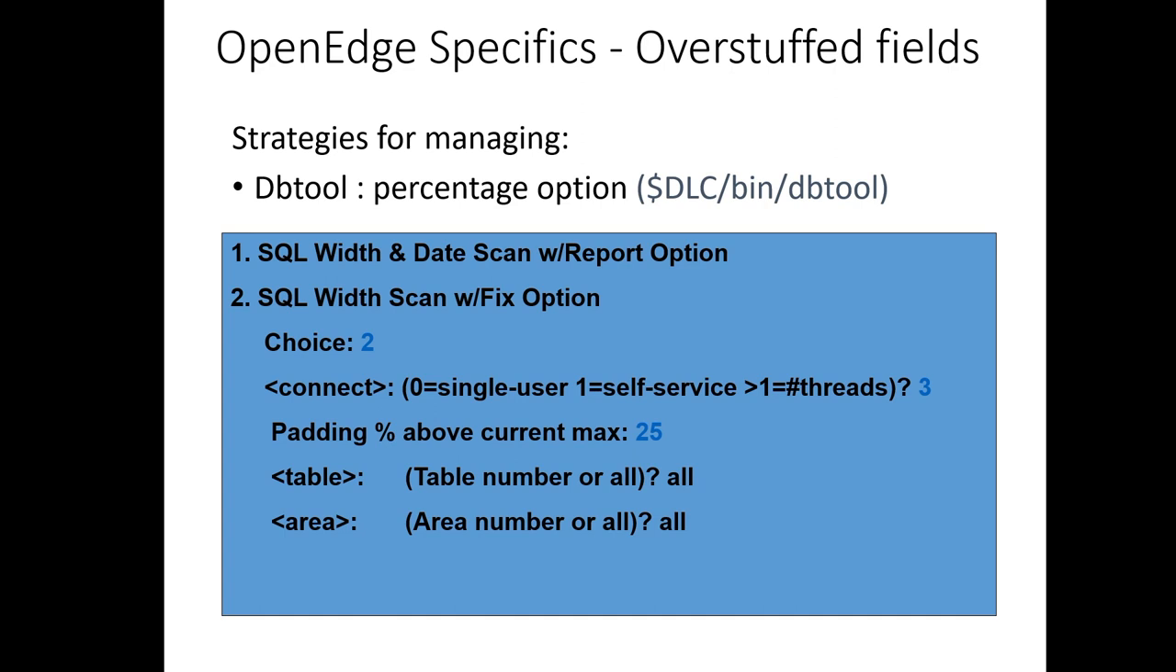Number two, there's a DB tool application in your DLC bin directory that does just this. This tool allows you to run against either particular tables or particular area numbers and will report or fix the number of places where the data exceeds the width in the meta schema for the SQL side of things. So if you have those errors coming up, it just means that you've overstuffed your values. You can go through and create them or update them one time. The idea is that whatever the longest field is at the current time, we can do a padding of a percentage even bigger than that.